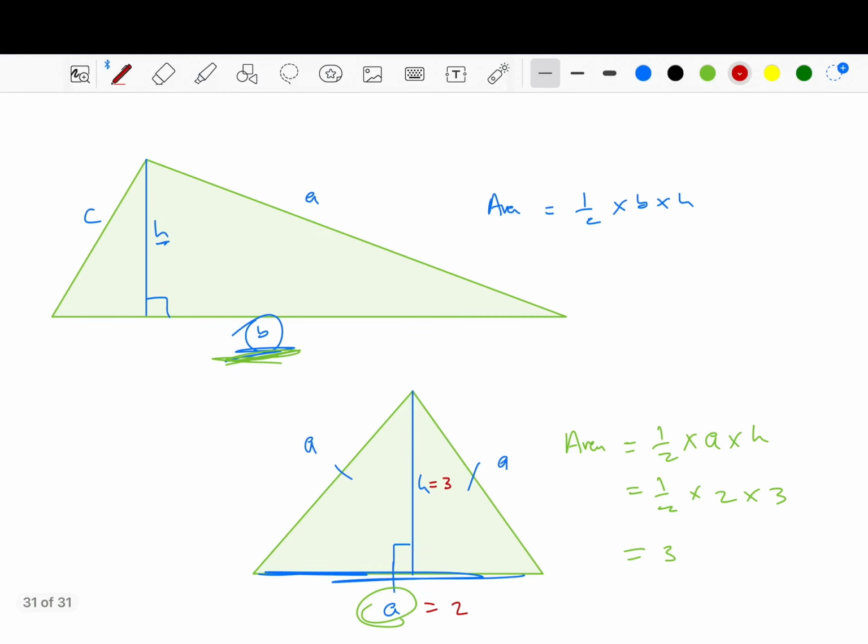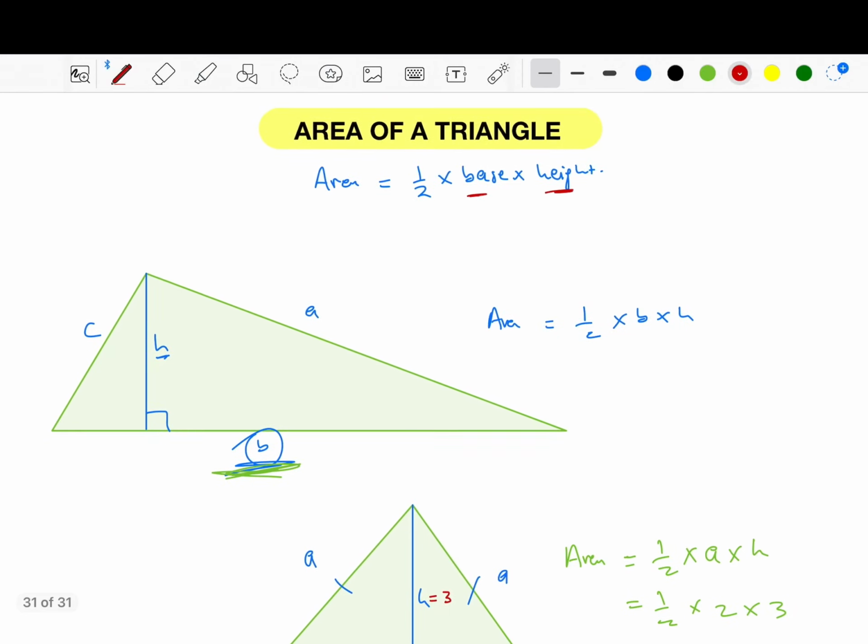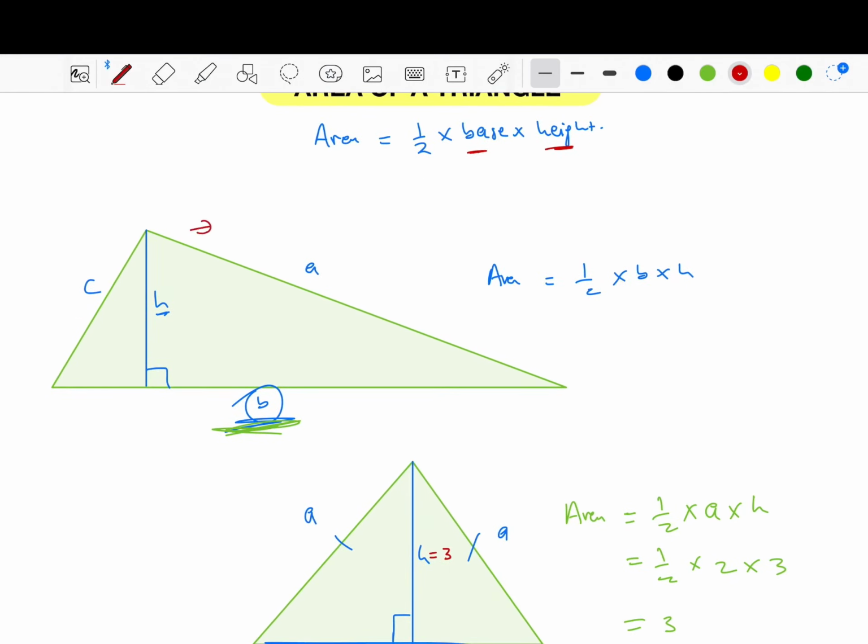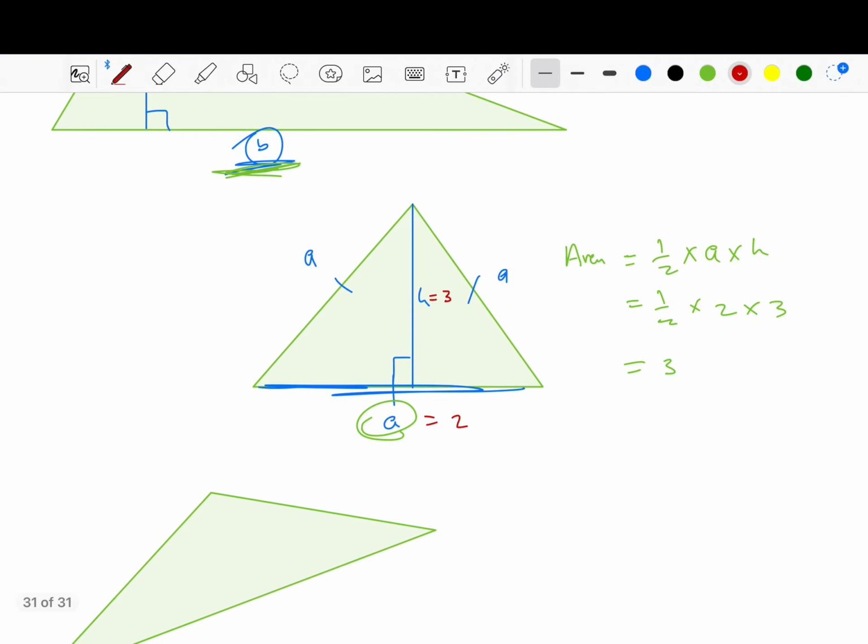I think we probably need to start naming these triangles. We said this is a triangle that has no equal sides. It's known as a scalene triangle. And this is a triangle that has two equal sides. It's known as, we said all sides are equal here, so it's known as an equilateral triangle.